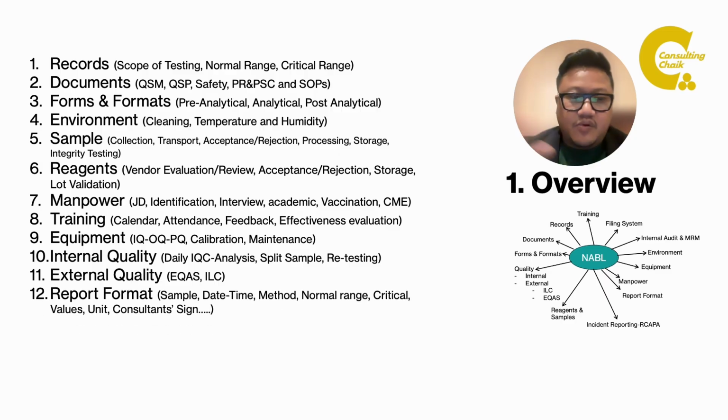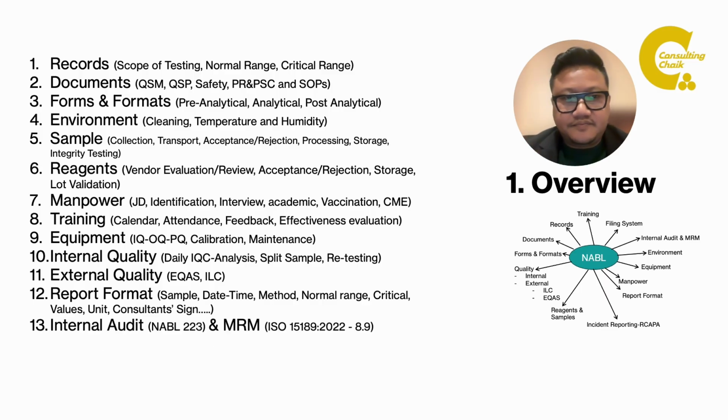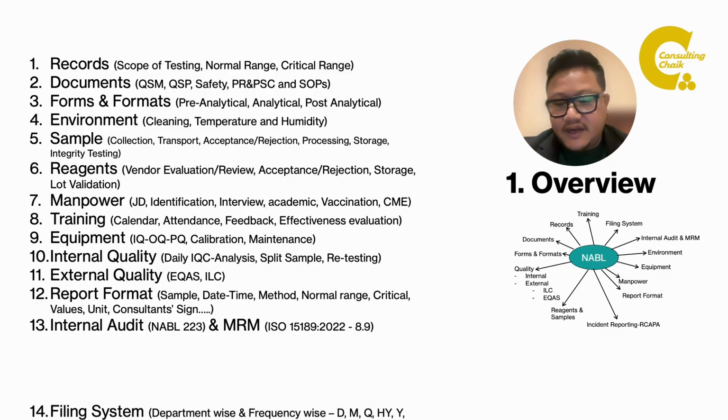Then you have the report formats. Briefly, the report format will have the hospital or lab's identification, what sample it is, date, time, method, normal range, critical values, unit, consultant sign, etc. Then it will have internal audit, the NABL 223 document, and then MRM. MRM, as per the ISO 15189:2022 standard, is clause number 8.9.